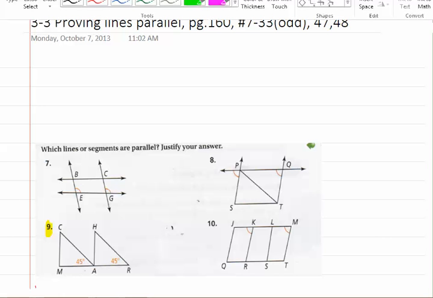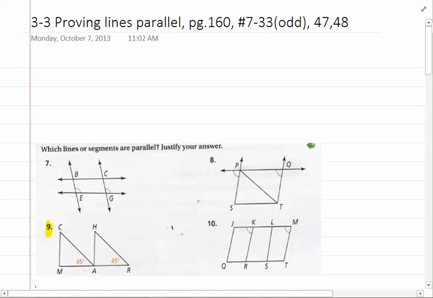All right, we're now working on 3-3, proving lines parallel, pages 167, problems 33 on, and 47 and 48. And we're going to look at some of these problems.